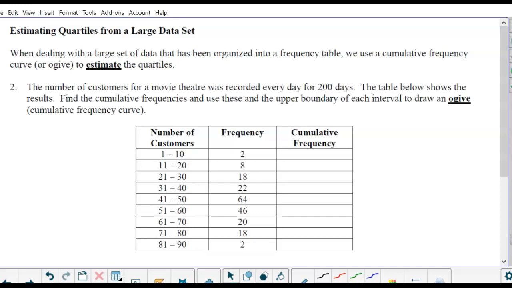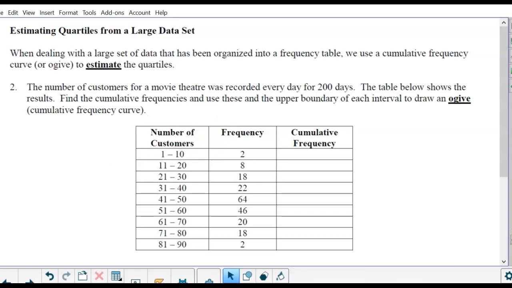The number of customers for a movie theater was recorded every day for 200 days. The table below shows the results. Find the cumulative frequencies and then use these and the upper boundary of each interval to draw an ogive. Okay? So these are the number of customers.